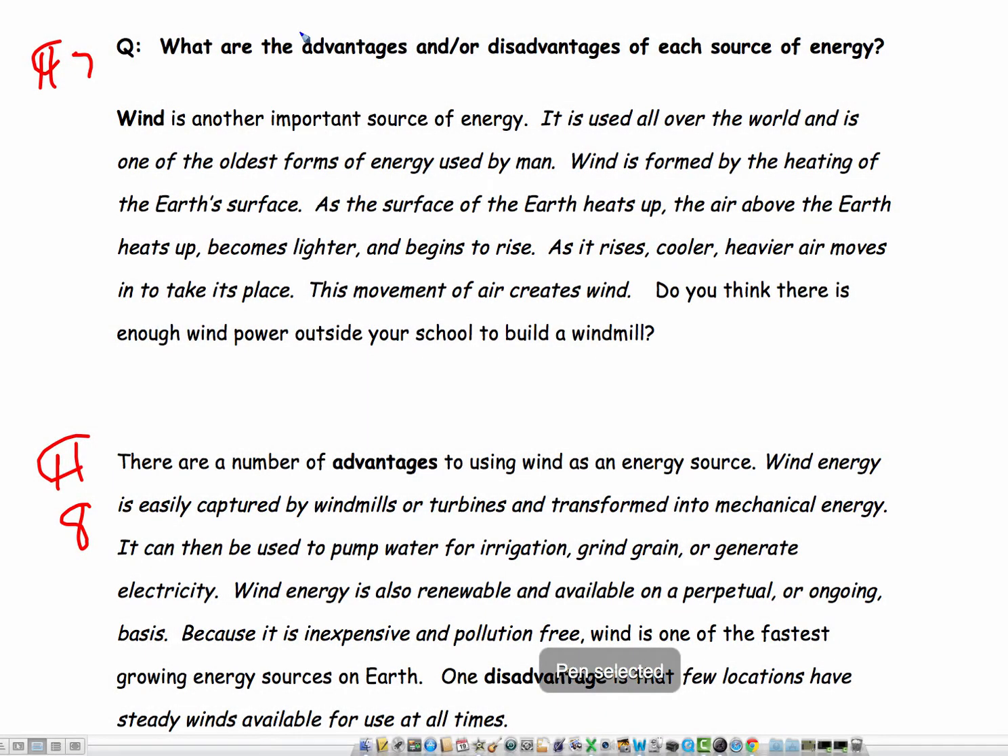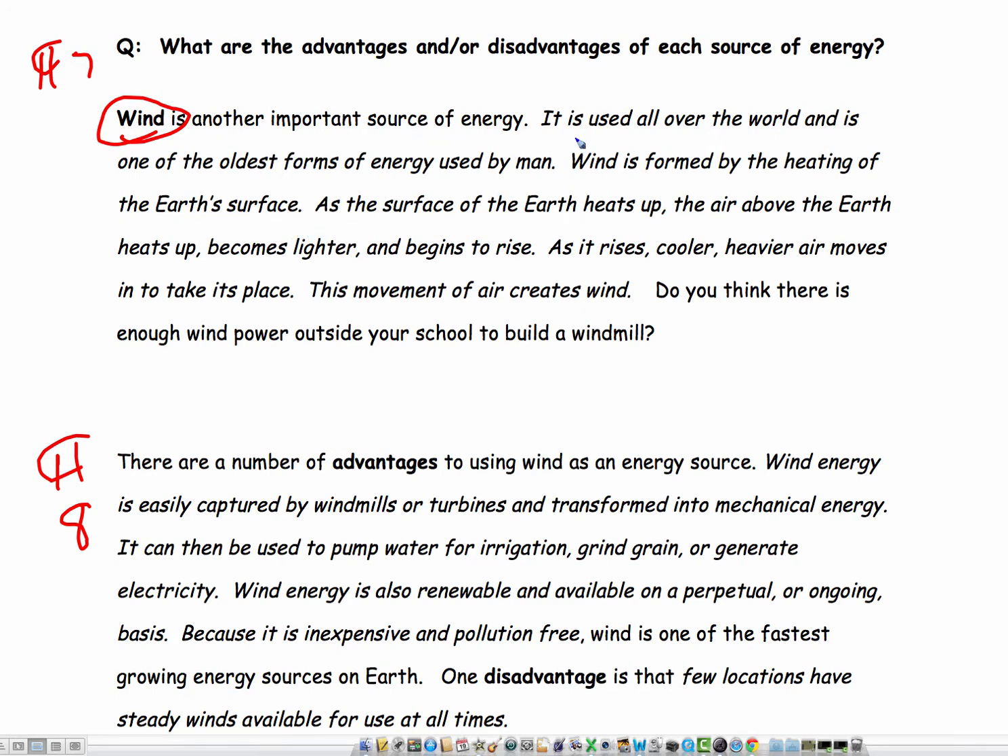Okay, so this is paragraph 7 and paragraph 8. The content of these two paragraphs is about wind energy. And again, we're looking at what are the advantages and or disadvantages of each source of energy. So here we go. Wind is another important source of energy.